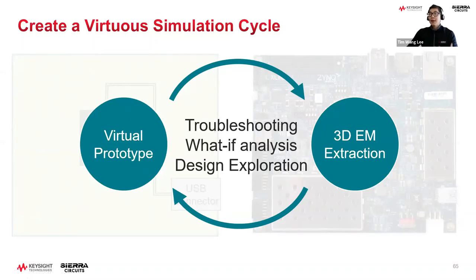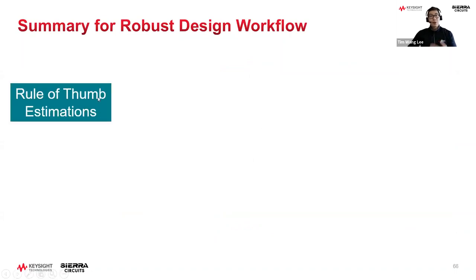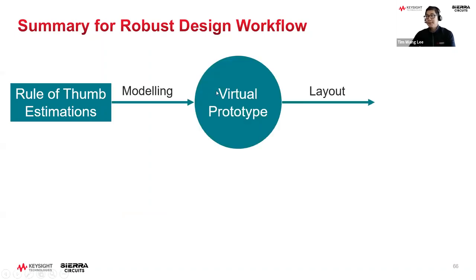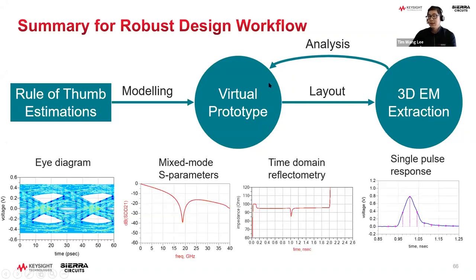Now we have to take a step back and look at the big picture, right? The summary is, well, we started out with the rules of thumb. We have three interactive rules of thumb that we know. We went out and modeled the virtual prototype. We looked at the layout, used a 3D EM extraction, and came back to analysis, right? In the process, we looked at eye diagram, mixed mode S parameters, TDR, and single pulse response.